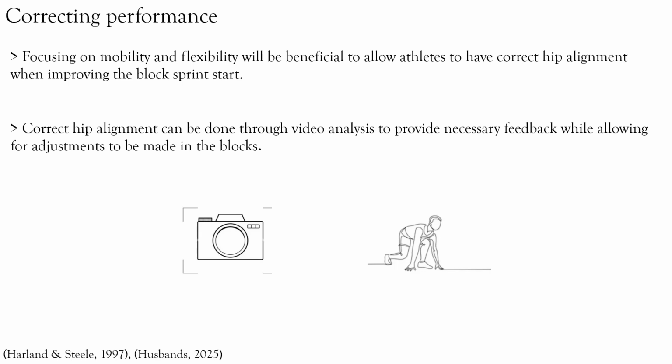In the athlete's performance, it can be identified that improving their sprint starts by focusing on their mobility and flexibility will be beneficial to allow correct hip alignment. This can be done by using video analysis to provide necessary feedback while allowing them to make adjustments to their positioning in the blocks. Not only will this improve their performance when exiting the blocks, but increase their range of motion, which is critical when performing the block sprint starts.